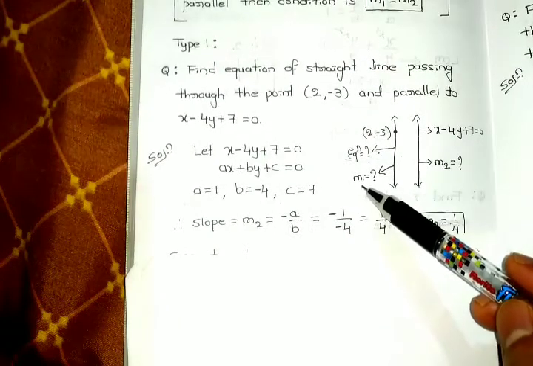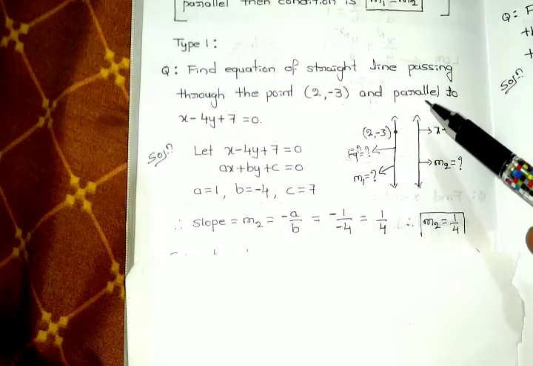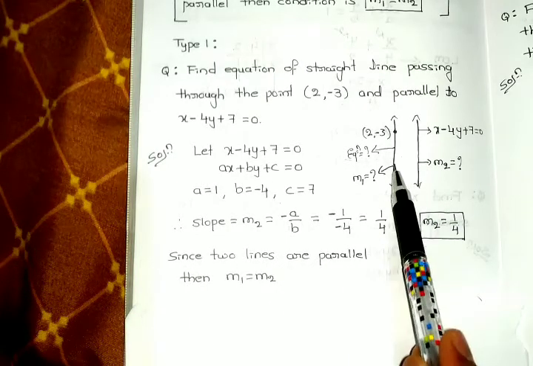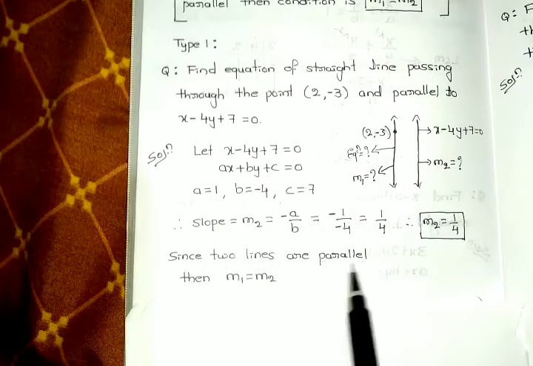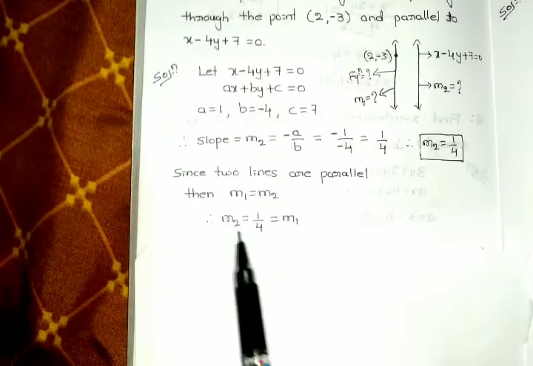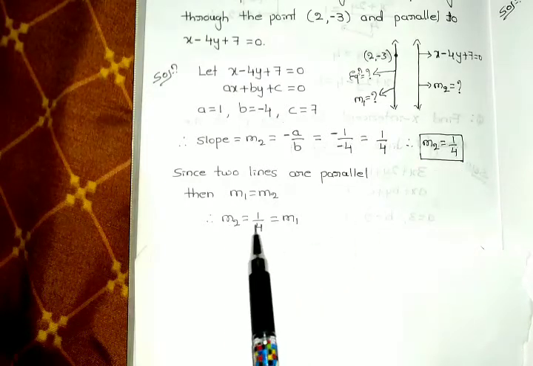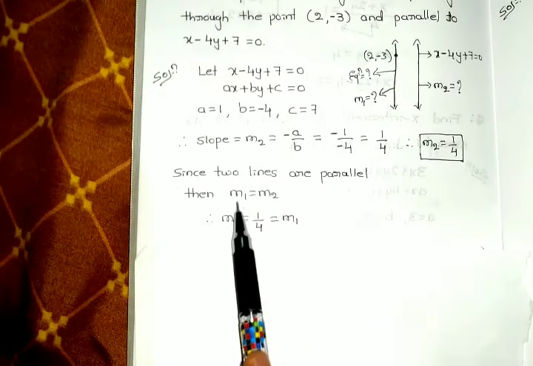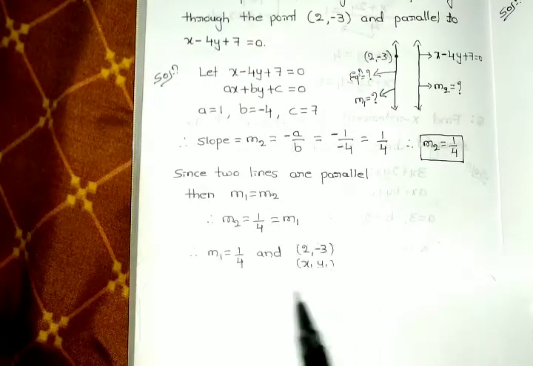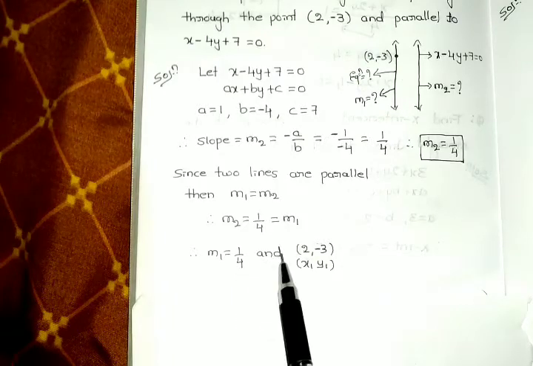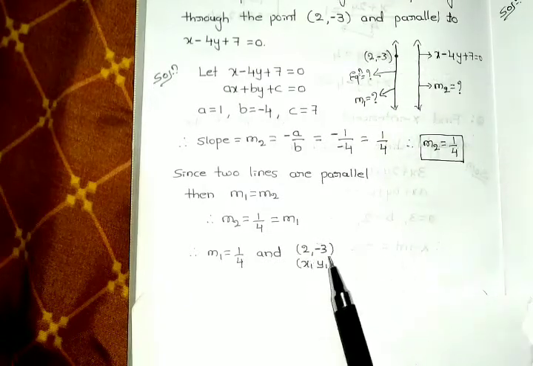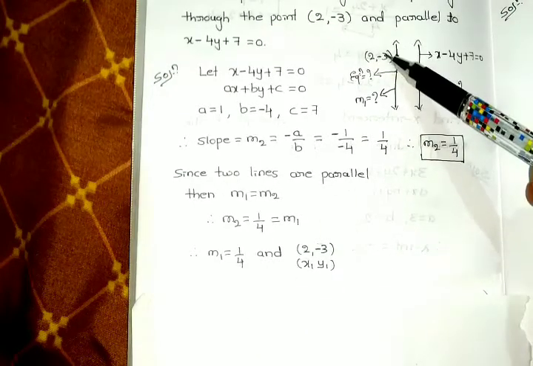Next, which value do we need? The m1 value. How to find m1? Use the parallel condition. Since these two lines are parallel, m1 is equal to m2. The m2 value is 1 by 4. This is the value of m1 because of the parallel condition. Therefore m1 is equal to 1 divided by 4, and the line passes through the point (2, -3), so (2, -3) becomes (x1, y1). So you have one point and the m1 value.